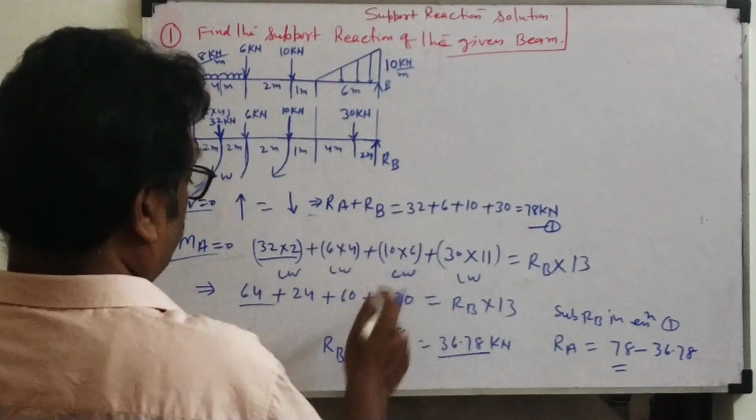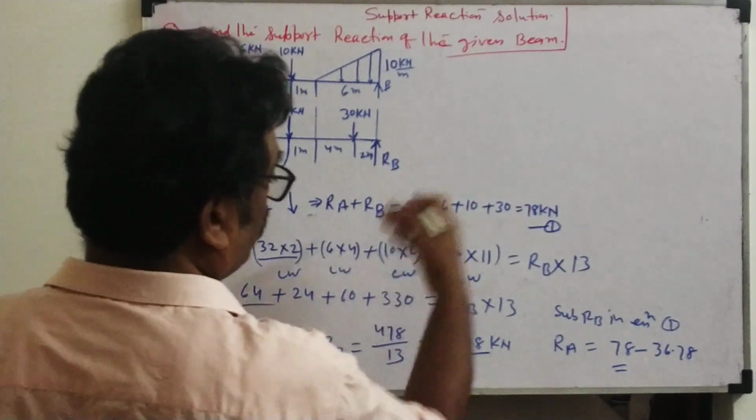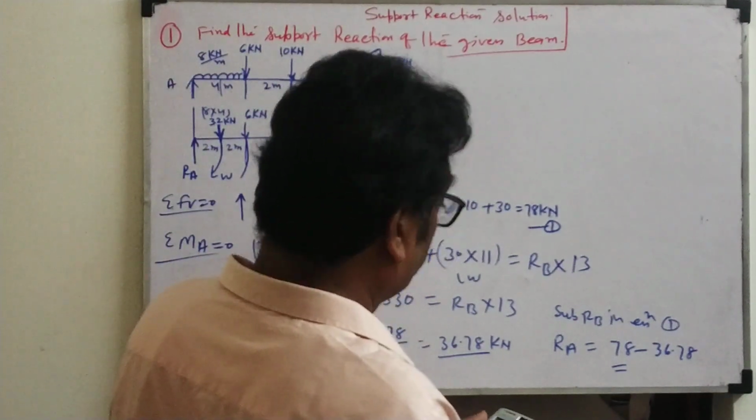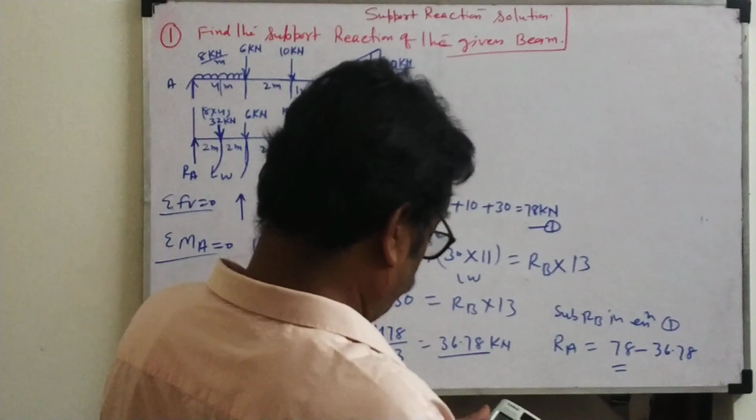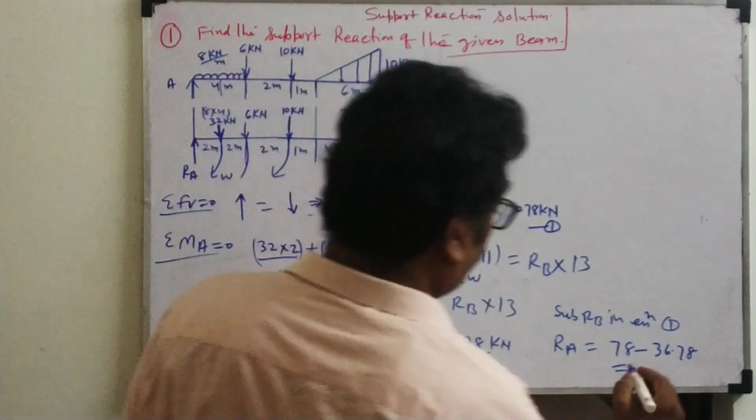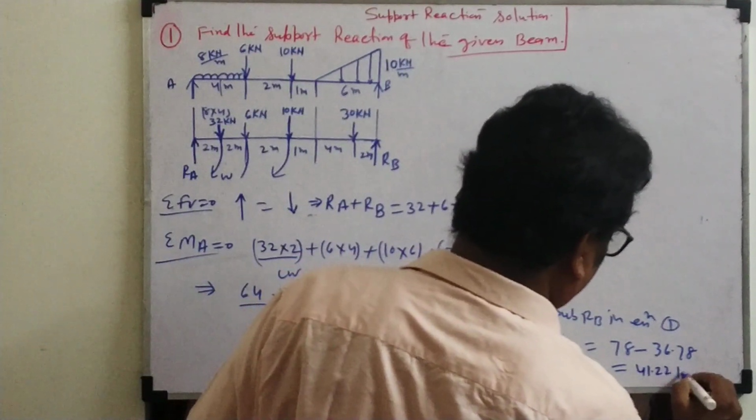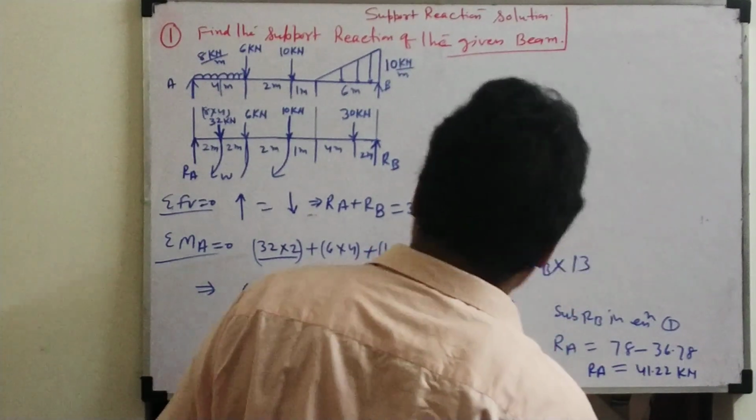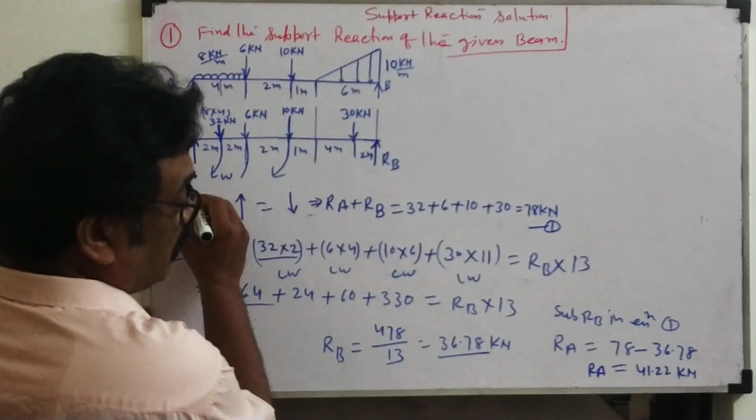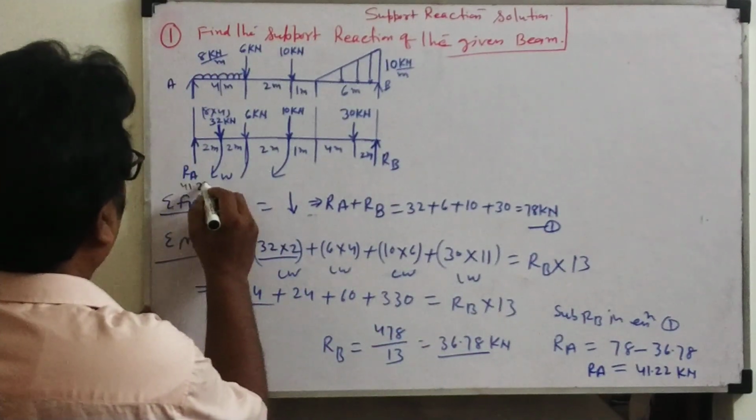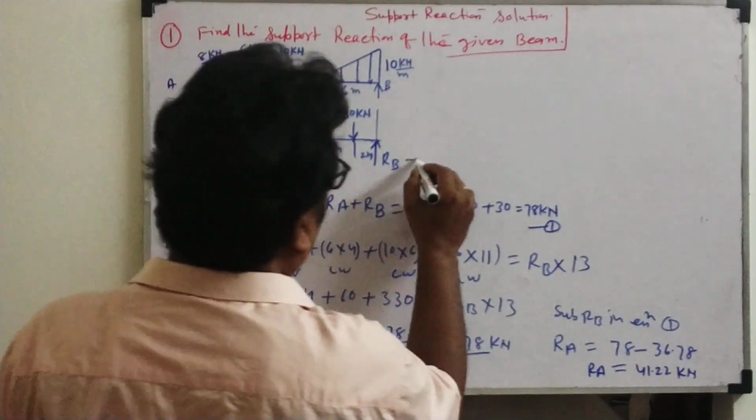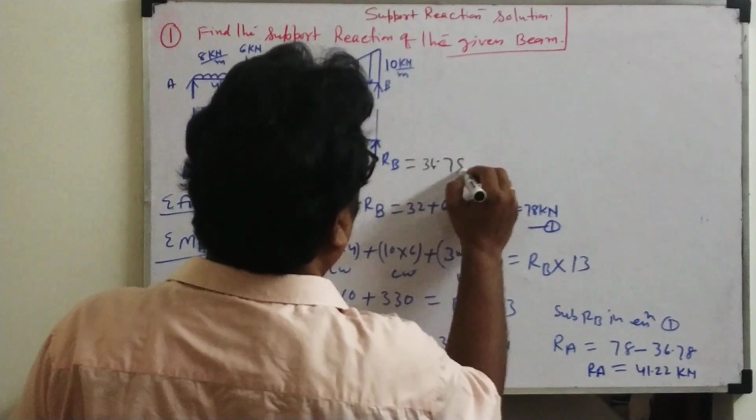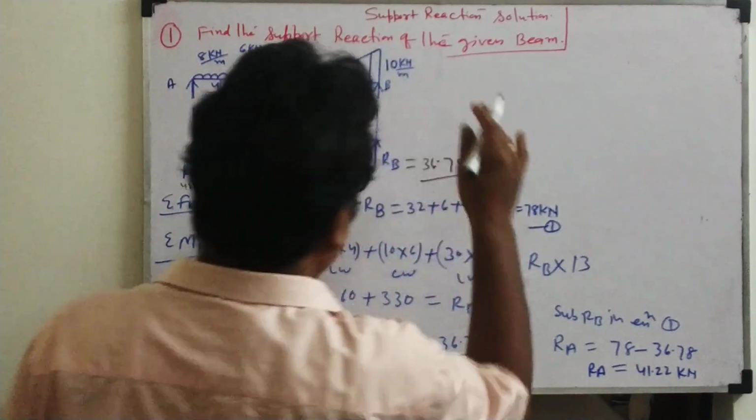RA plus RB equals 78. RB you substitute here; it will go to this side with a minus. So 78 minus 36.78 becomes 41.22. 41.22 kilonewton, that is called RA. So RA and RB we know now. RA is equal to 41.22 kilonewton, and RB you know, 36.78 kilonewton. So this way we can calculate.